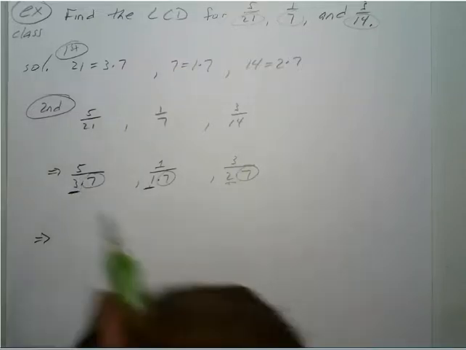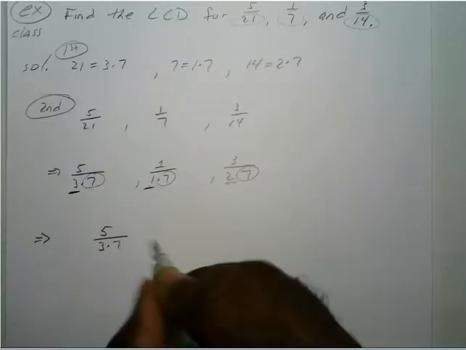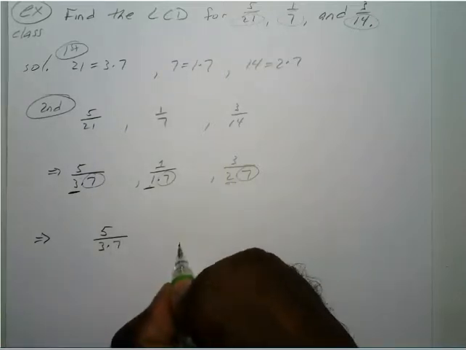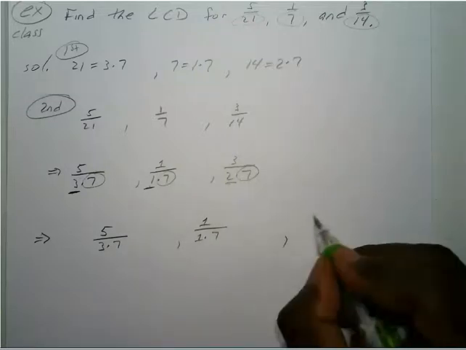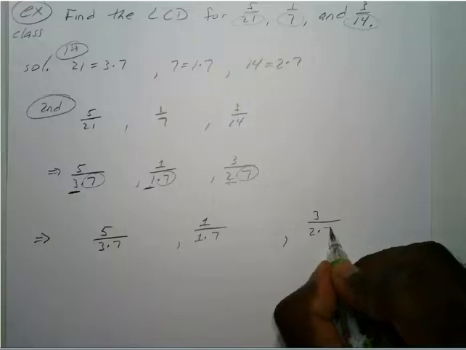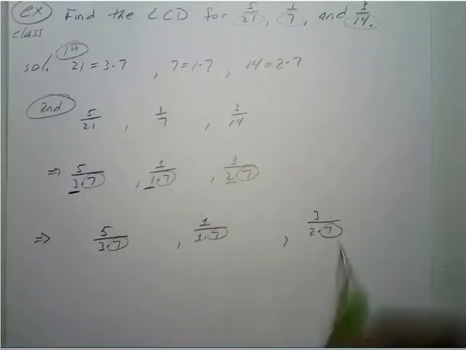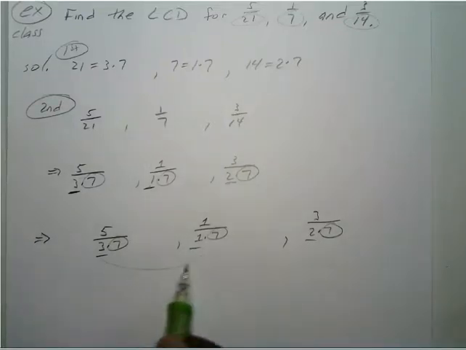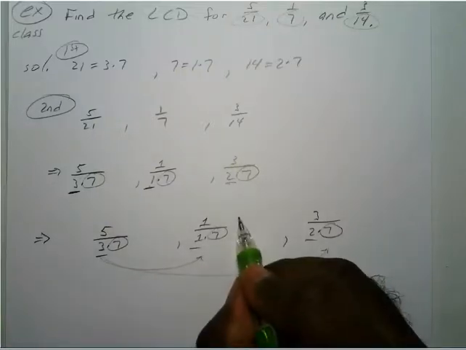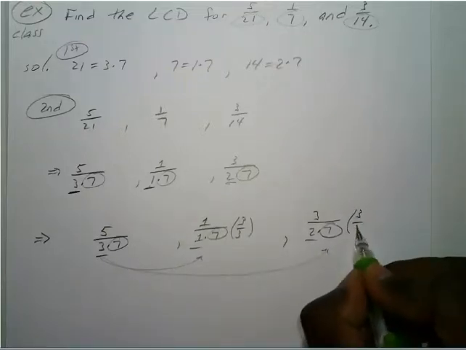Okay, so I'm just going to rewrite these. So you have 5 over 3 times 7. And give it a little space. 1 over 1 times 7. Give it a little space. And 3 over 2 times 7. And remember, the 7s were circled because those appear in all of them. The 3, the 1, and the 2. So remember, this 3, that means you have to multiply it to both of those other fractions. So this one gets 3 over 3, and this one gets 3 over 3.